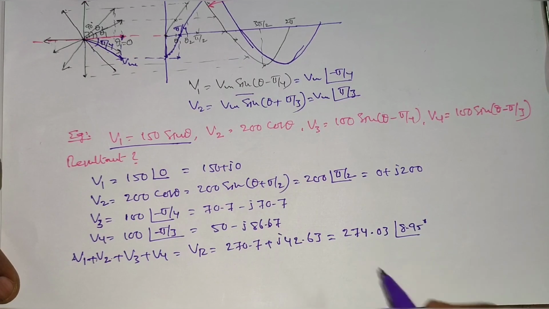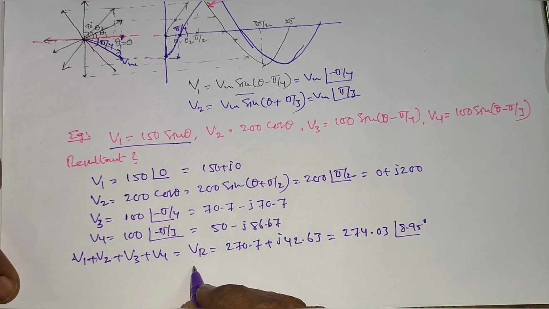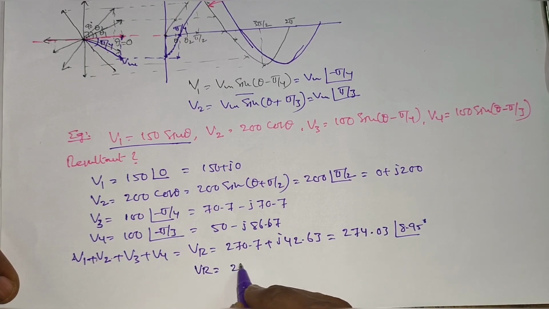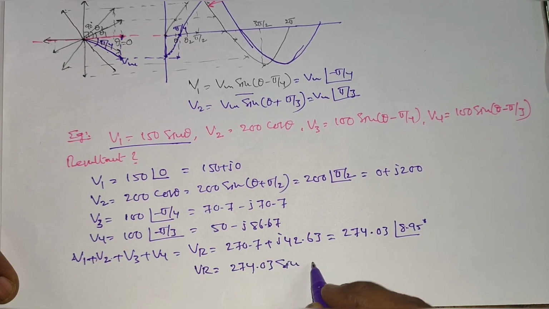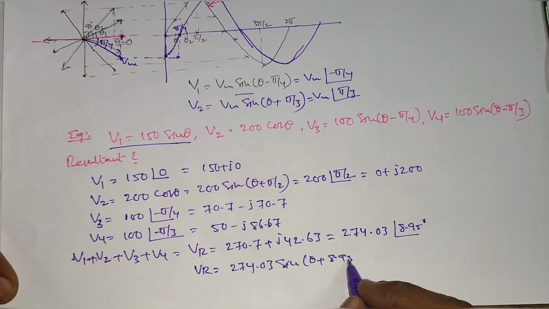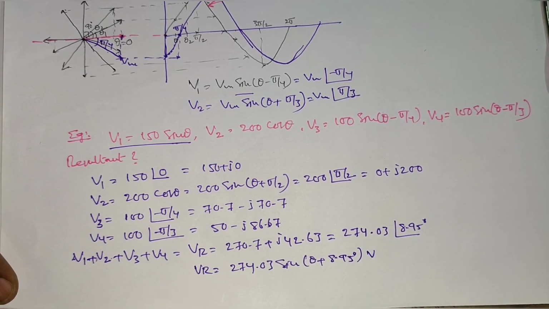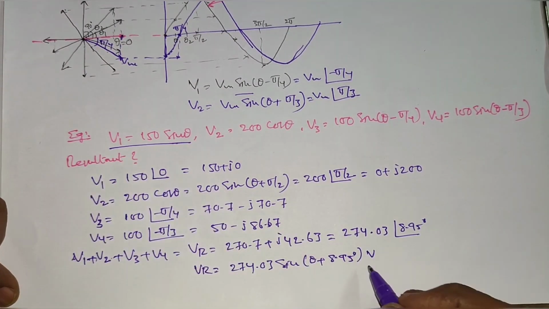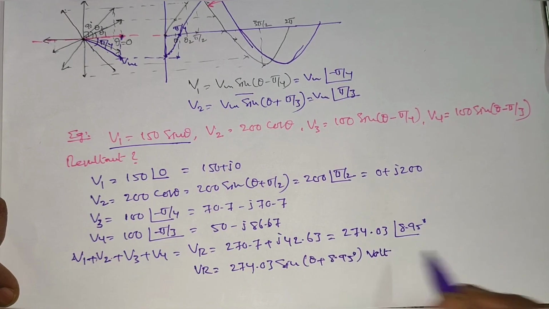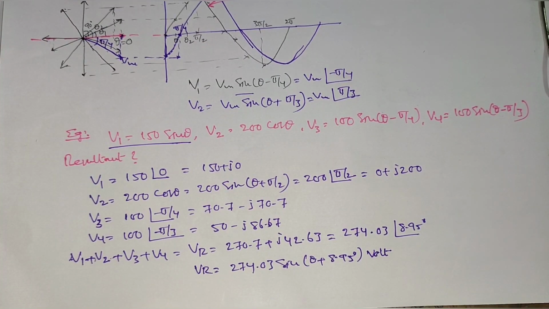Again, if you want, you can convert this into the sine equation form. So finally we are going to have the resultant wave as equal to 274.03 sine of theta plus 8.95 degrees volts, because as we are considering the resultant voltage, the unit will be volts. That is how we can find out the resultant of a certain number of voltages acting simultaneously in a circuit.